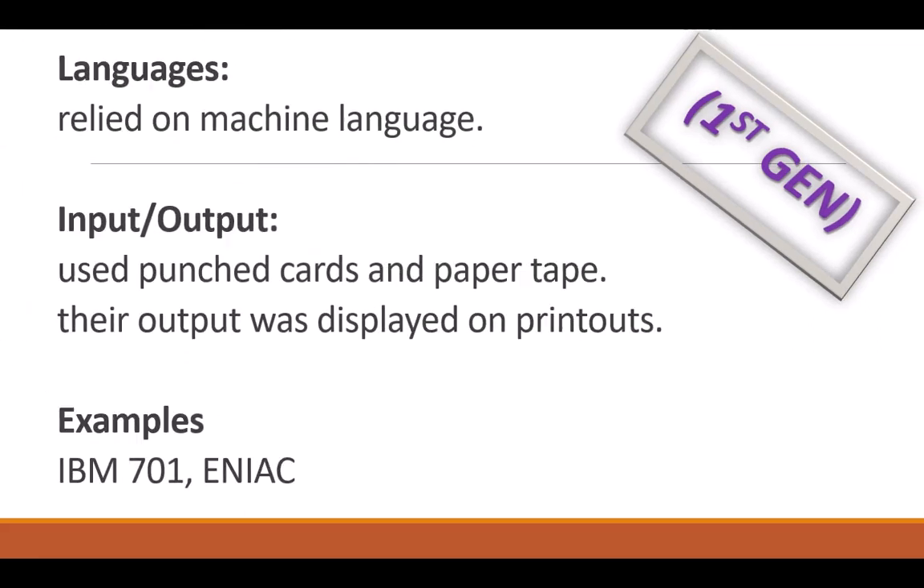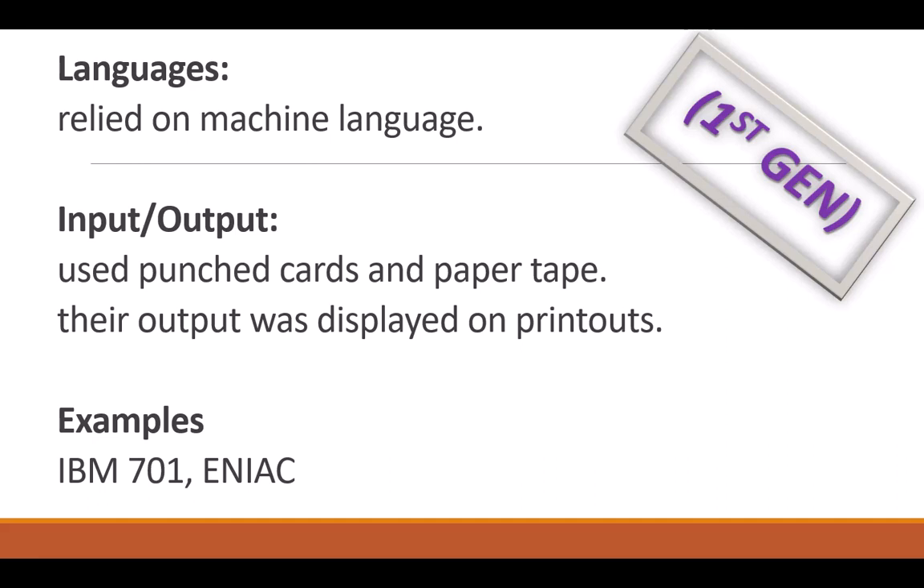Languages. The first generation of computers relied on machine language. Machine language is a system of representing a computer's operations using ones and zeros. Input-output. They made use of punched cards and paper tape. Their output was displayed on printouts. Examples: IBM 701 and ENIAC.